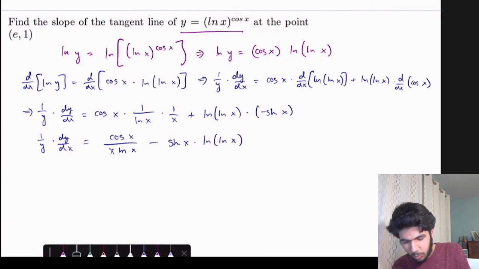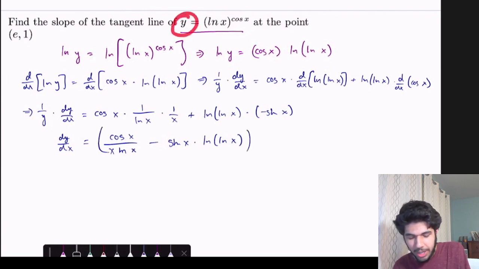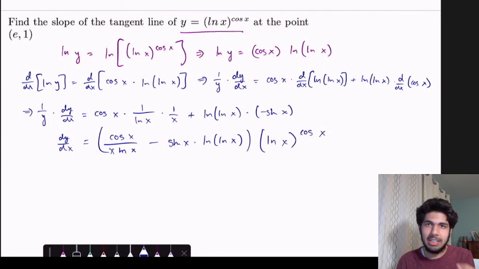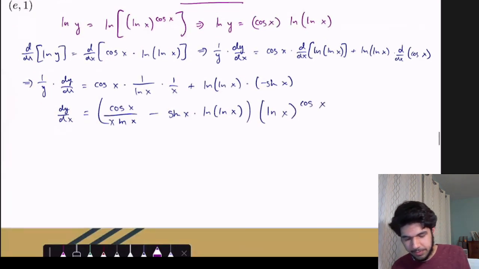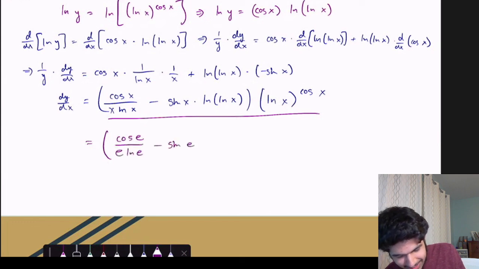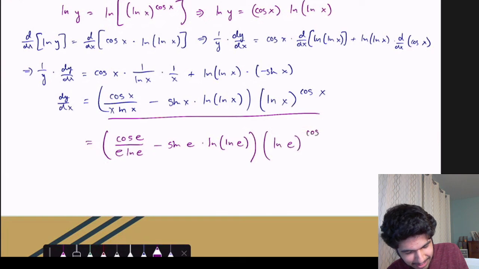We should multiply by y on both sides. So I'm going to get rid of this y, and we'll multiply this by y, but y is given here, so we'll just do the substitution all at once. So we found dy/dx, now we just have to evaluate it at x equals e. So we plug in e into this monster. So that would be cosine of e over e times ln of e, minus sine of e times ln of e, times ln of e to the cosine of x.